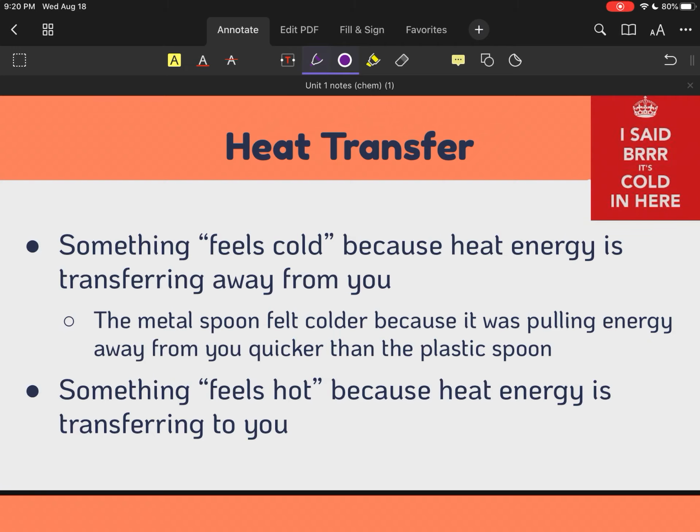When something feels cold to us, it's really because heat energy is being transferred away from us, away from you. It's almost like it's pulling the heat energy out of your fingers, away from your body. If something feels hot, it's because that heat energy is actually transferring to you, or into your fingers.